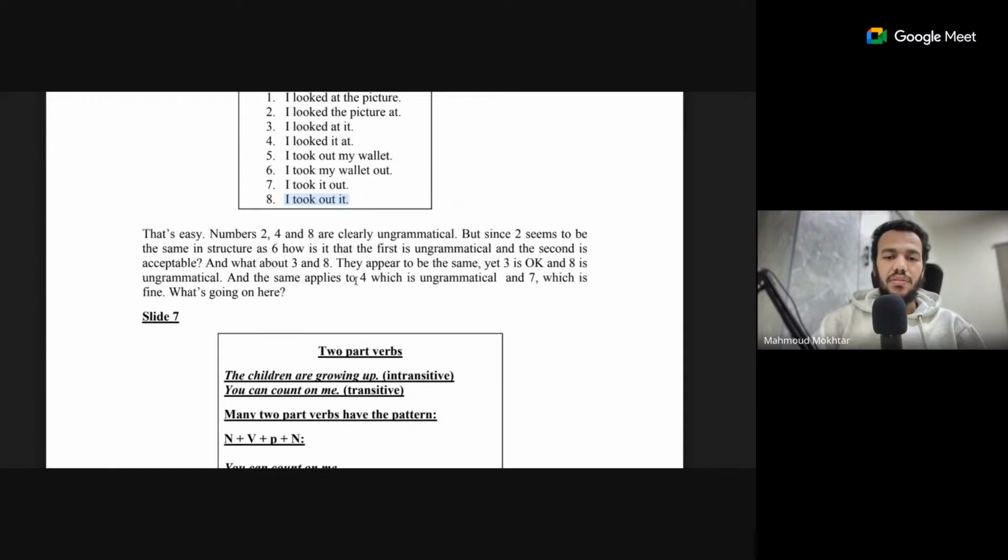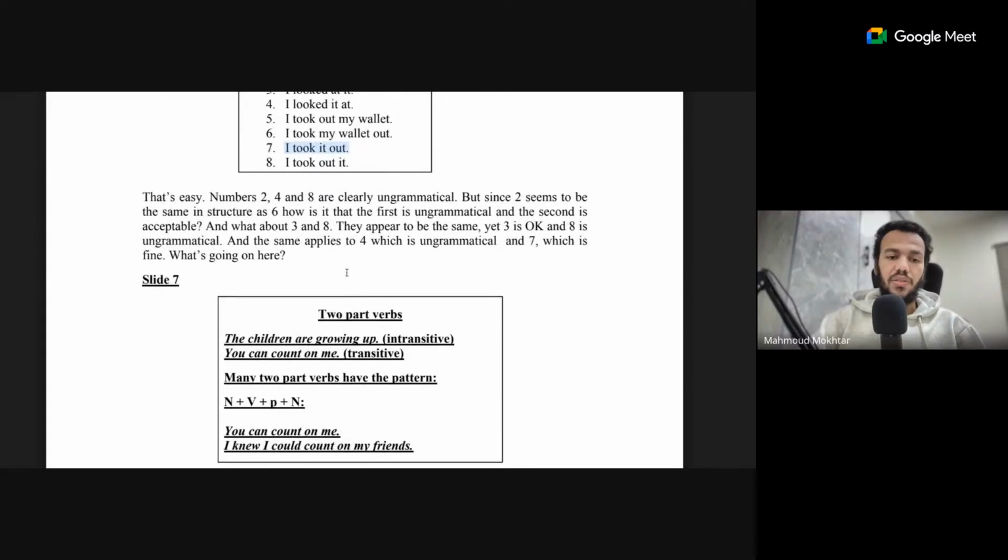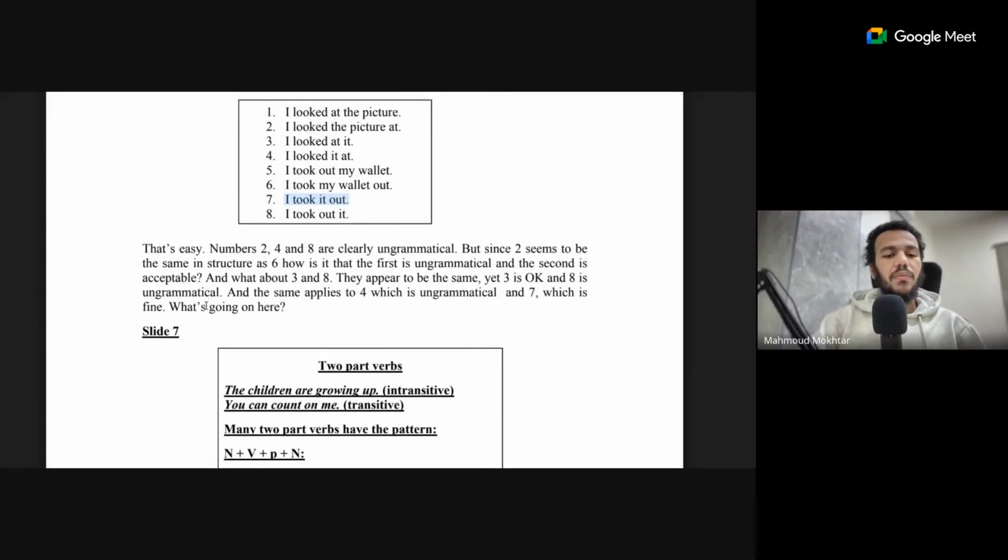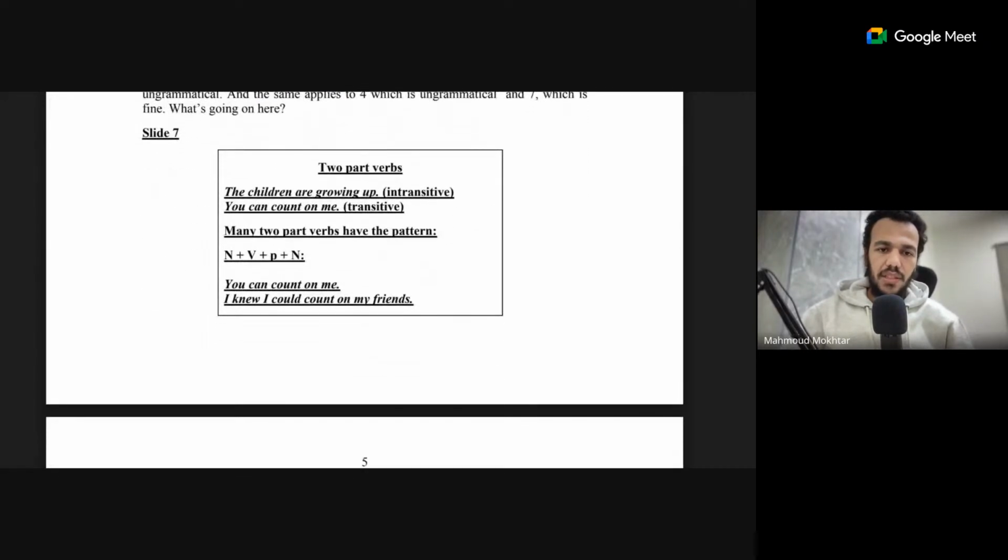And the same applies for four and seven. I looked it at, which is ungrammatical, and seven, I took it out, which is fine. What is going on here? Okay, some verbs with prepositions can be separated. Slide 7.